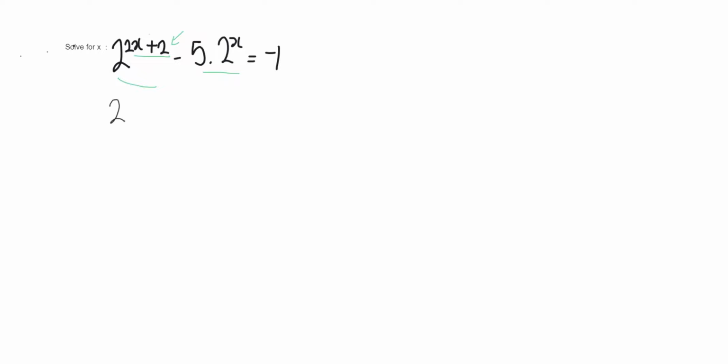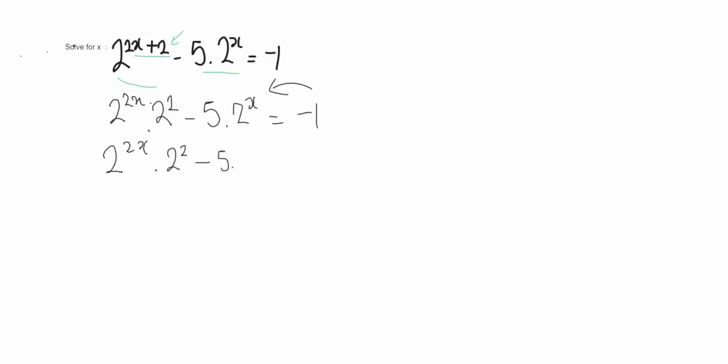This is going to be the same as 2 to the power of x multiplied by 2 to the power of 2, subtract 5 multiplied by 2 to the power of x is equal to minus 1. Or then you can bring the minus 1 to this side. So this is going to be 2 to the power of 2x multiplied by 2 squared, subtract 5 multiplied by 2 to the power of x, plus 1 is equal to 0. So that's what you are going to do firstly.